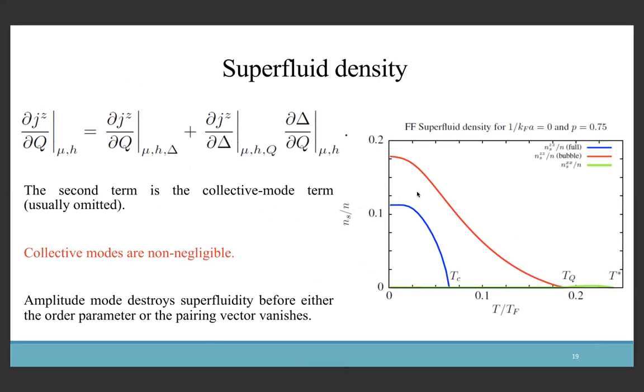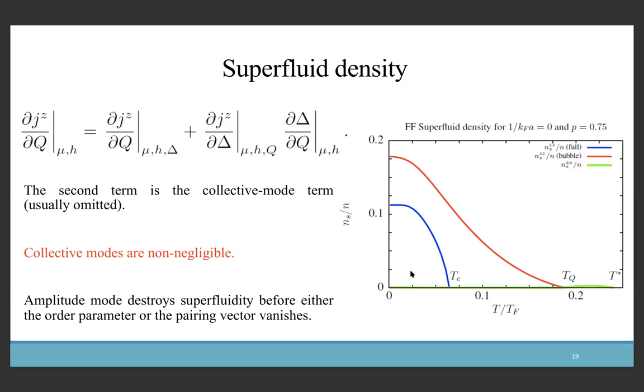So you see here that there's a very large and negative contribution from the collective modes, and these three temperature scales can be defined as follows. So T star is the temperature at which the gap vanishes, TQ is the temperature at which the pairing vector vanishes, and Tc is the temperature where the superfluid density vanishes. So in this regime between Tc and Tq, while you have a non-zero pairing vector and you have a Fulde-Ferrell system, it's not stable. Only this regime inside the blue curve would be a stable Fulde-Ferrell phase.